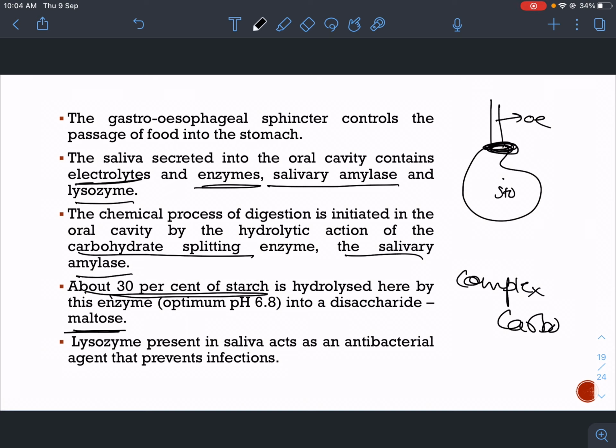Lysozyme present in saliva acts as an antibacterial agent that prevents infection.